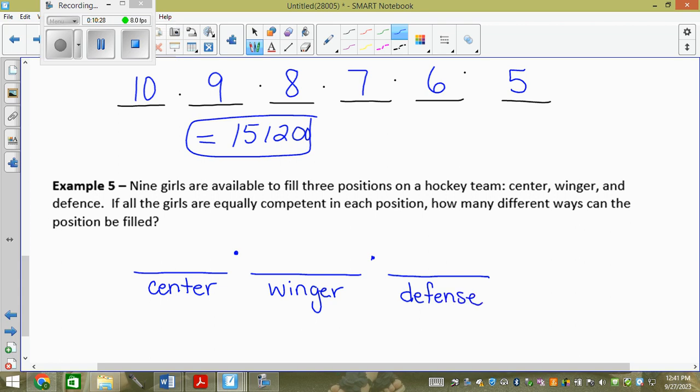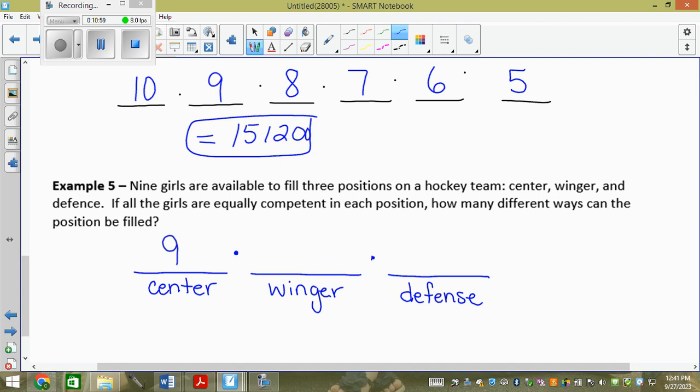Now here it says 9 girls are available to fill 3 positions, center, winger, and defense. If all girls are equally competent in each position, which is not really true, but we're using it anyways, how many different ways can the positions be filled? So, how many people do we have for center then? 9. Then 9 and 9? No, what do I have to do? I have to do 8 then 7, but why? Because you can't clone the human to be getting all 3 positions, exactly.